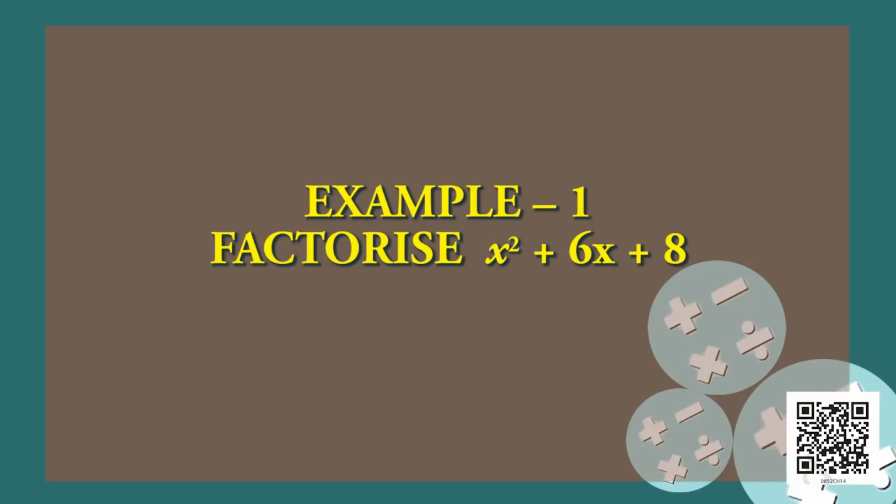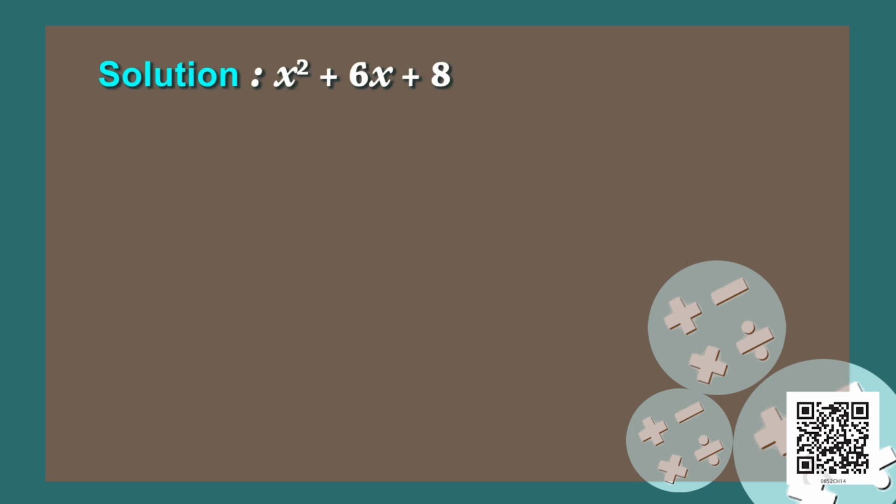Let us see how to do these things by observing an example. Example 1. Factorize x square plus 6x plus 8. Consider the given expression x square plus 6x plus 8. If we compare the right hand side of the identity 4 with this expression, we find a into b is equal to 8 and a plus b is equal to 6. From this, we must find a and b, so that the factors x plus a and x plus b can be obtained.